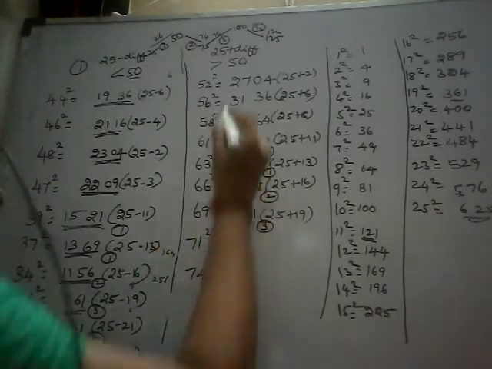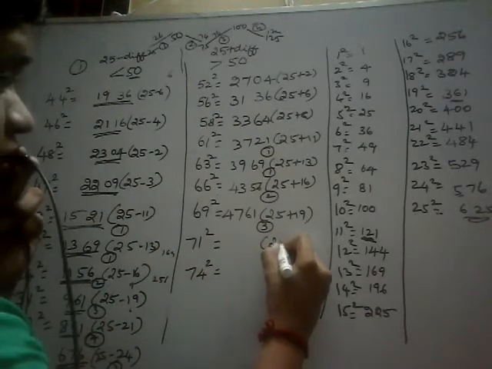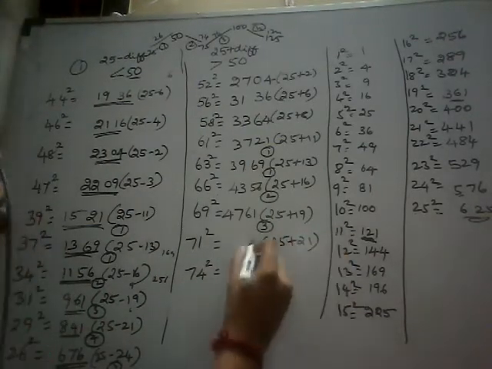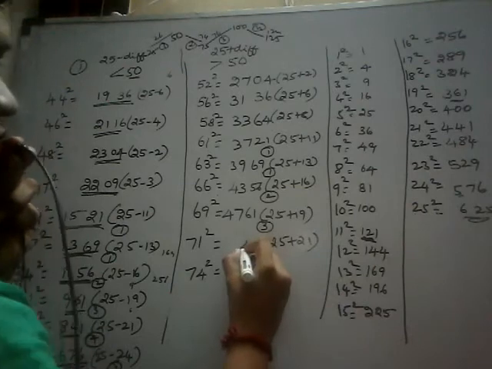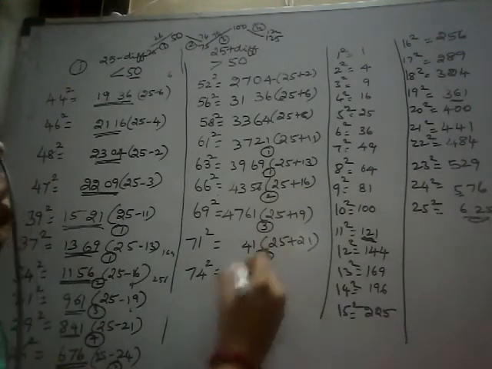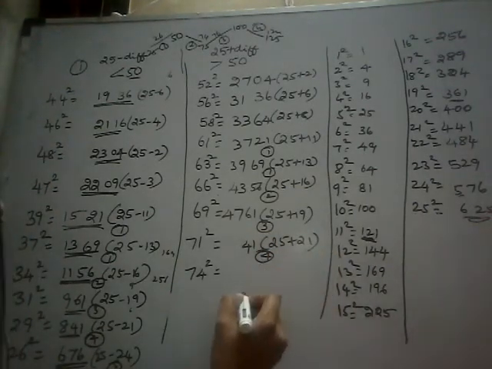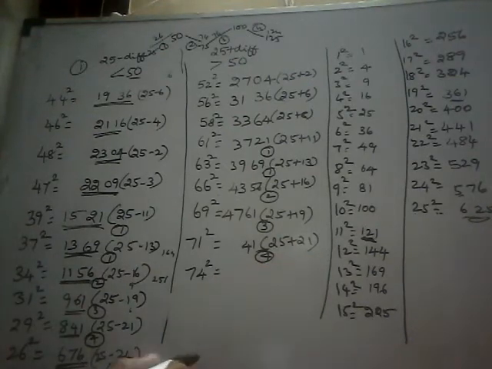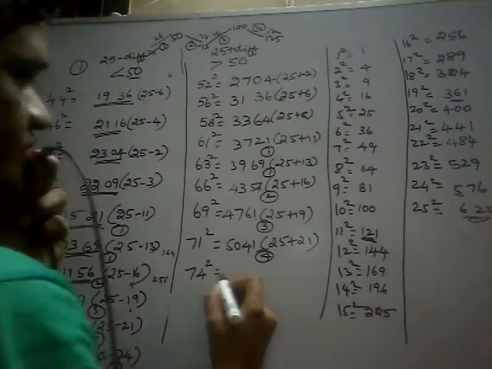71 squared. How much is the difference from 50? That is 21 times. Now if you square 21, you will get 441. 41 right here, 4 in the carryover. Now 25 plus 21, 46. 46 plus 4, that will give you 50. 5041.